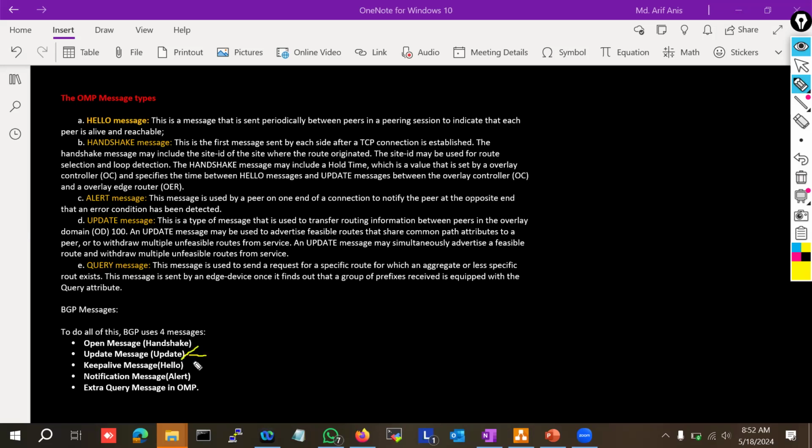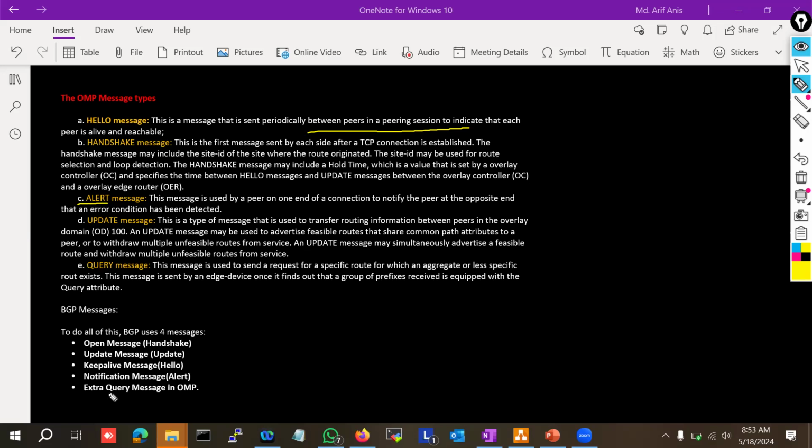All types of routing information will be shared in BGP with the update message. Likewise, in SD-WAN, the OMP protocol uses the update message to share all the routing information between these sites. Another is the keepalive message in BGP, to check the reachability between the peers. In the same way, OMP uses the hello message to check the reachability between the peers periodically. Another is the notification message. In BGP, if there is any issue with a peer, it will send a notification message to its peers, and in SD-WAN it shares an alert message to the peer if anything happens to the connection.